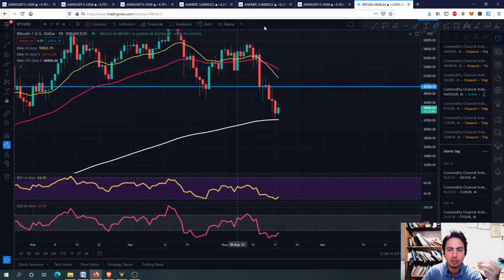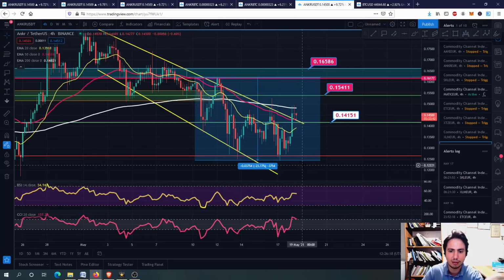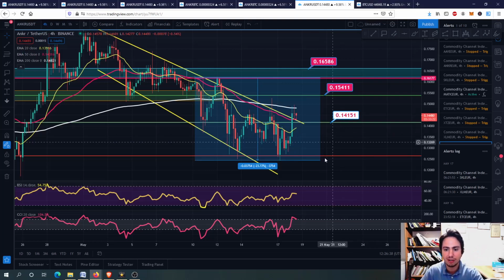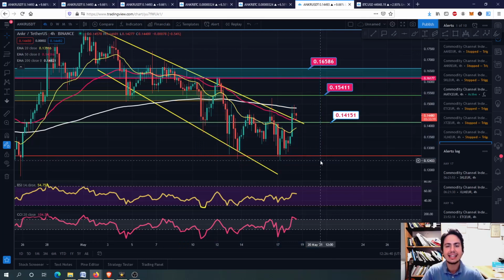Bitcoin went down 29%, Ankr went down 23% back from 10th May. So it had less correction than Bitcoin. So if Bitcoin goes upwards like 10%, Ankr can go upwards like 15%, 30%, or maybe even more, depending on how strong it is against Bitcoin.